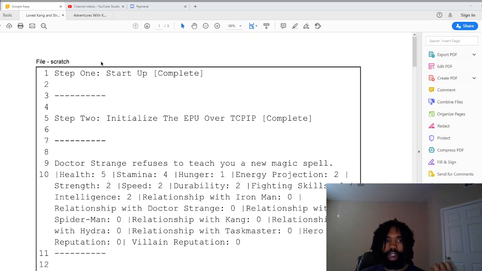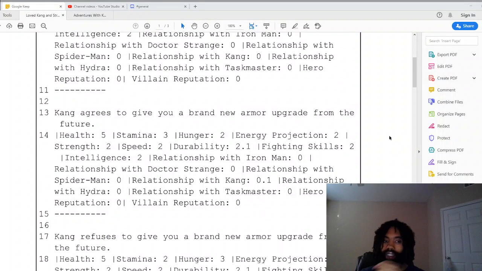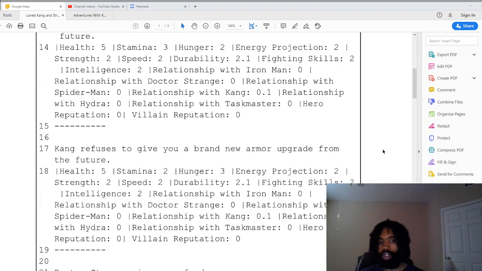Let's look over at this log, which I called Loved Kang and Strange Failed to Become a Supervillain. So the first thing they tried to do is ask Doctor Strange to teach them a new magic spell. Doctor Strange refused. The next thing they did is they asked Kang the Conqueror to give them a brand new armor upgrade from the future, and Kang agreed. This increased their relationship with Kang the Conqueror and their durability.